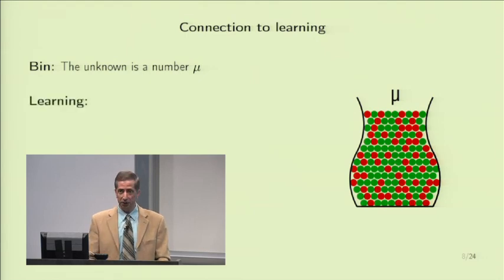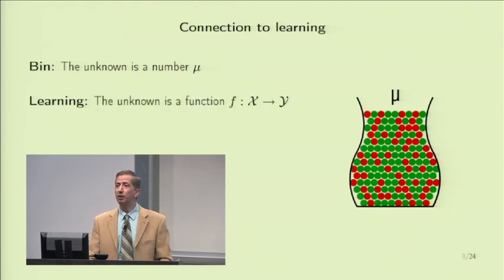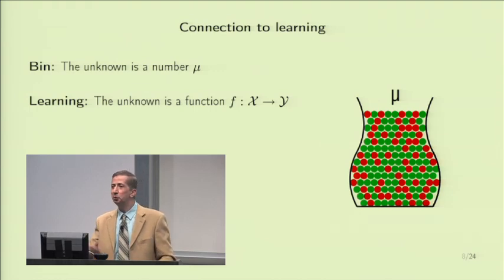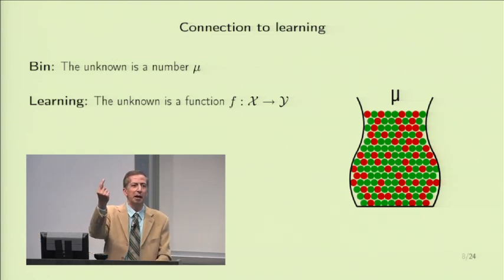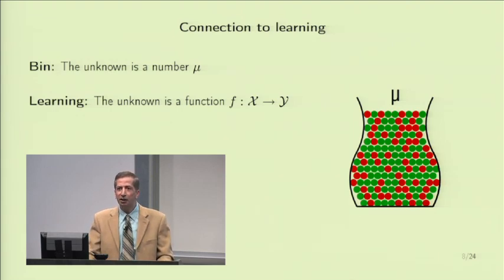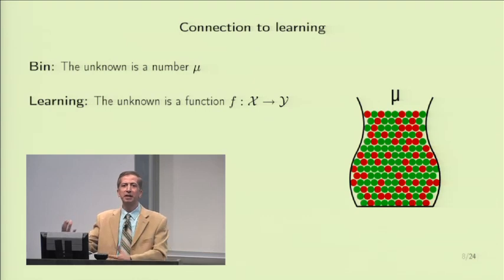In the learning situation that we had, the unknown quantity we would like to decipher is a full-fledged function. It has a domain, X, that could be a 10th order Euclidean space, Y could be anything, could be binary like the perceptron, could be something else. That's a huge amount of information. The bin has only one number. This one, if you want to specify, that's a lot of specification. So how am I going to be able to relate the learning problem to something that simplistic?